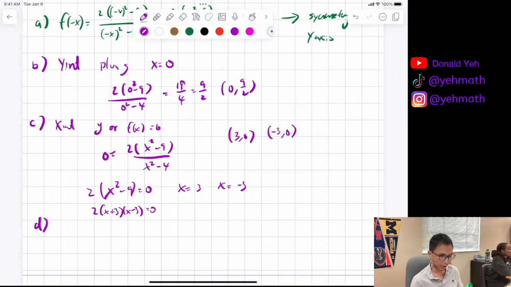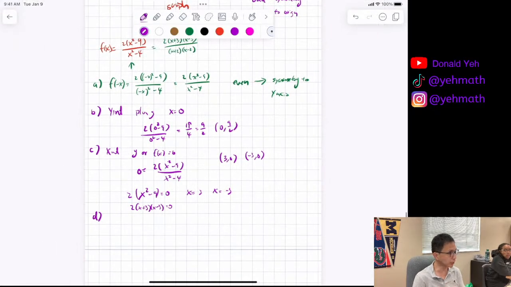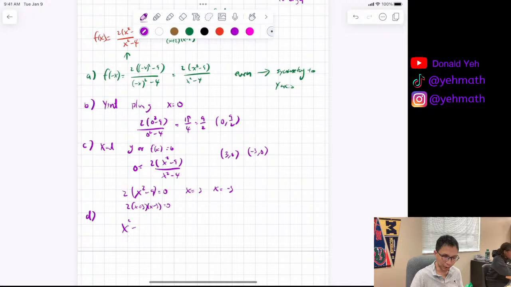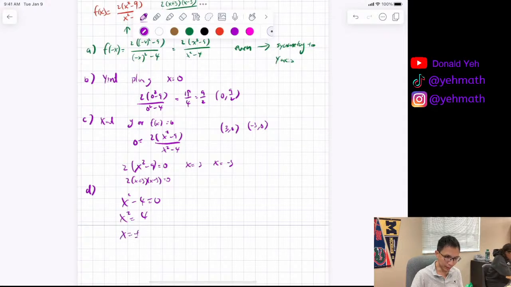Okay. Next question. What is D? Vertical asymptote, which is denominator equals 0. The leftover denominator. Since there's nothing to cancel out, it's going to be x squared minus 4 equal to 0, x squared equal to 4. You can do it this way too. x equal to plus minus 2. Just don't forget plus minus.